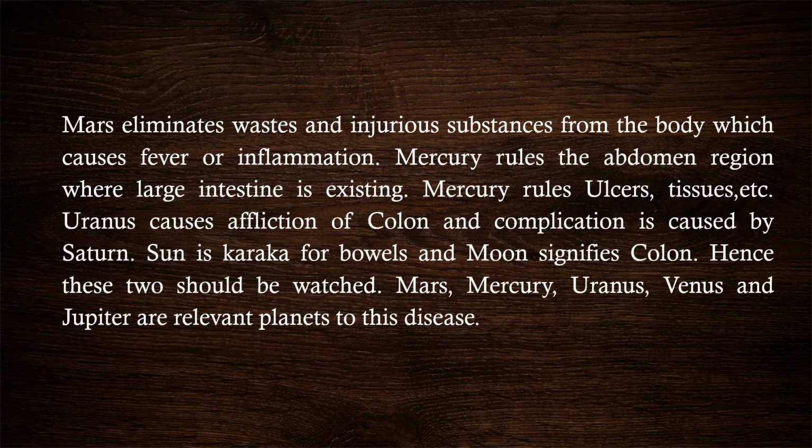Mars eliminates waste and injurious substances from the body, which causes fever or inflammation. Mercury rules the abdomen region where the large intestine exists. Mercury rules ulcers, tissues, etc. Uranus causes affliction of the colon and complication is caused by Saturn. Sun is Karaka for bowels and Moon signifies colon. Hence, these two should be watched. Mars, Mercury, Uranus, Venus and Jupiter are relevant planets to this disease.